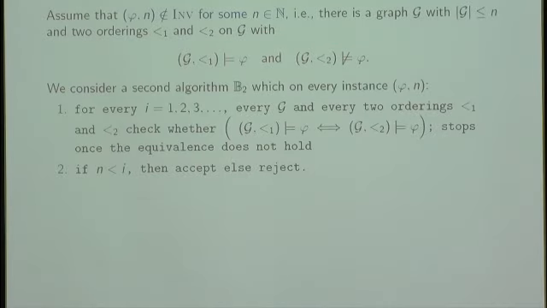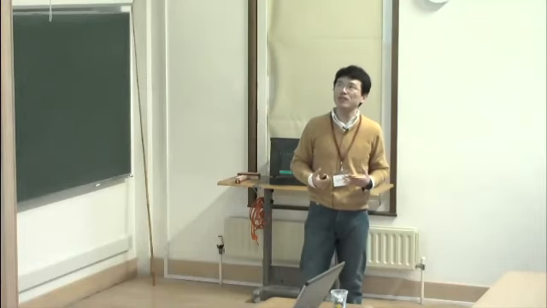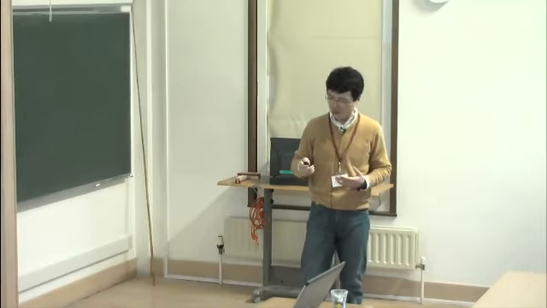Then we can consider the second algorithm B2, which on every instance phi n does the following. The first step is to brute-force check, for every I from 1, 2, 3, and so on, every graph G and every two orderings less 1 and less 2, where the size of G is bounded by I, whether G with less 1 is a model of phi if and only if G with less 2 is a model of phi. Once I find this equivalence doesn't hold, I will stop. So essentially, the first step is to look for the first I to witness that phi is not order invariant.